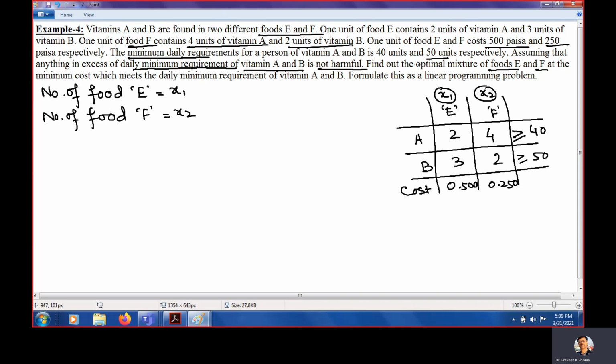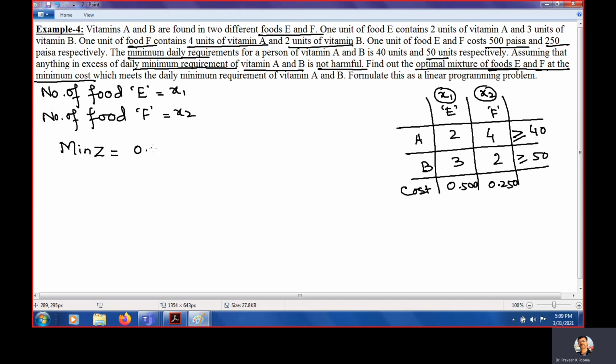What are we going to do? Find out the optimal mixture of food E and F at the minimum cost. Okay, minimum cost. So this is not a maximization problem. It is a minimization problem. Min Z. Clear? You need to minimize the cost.